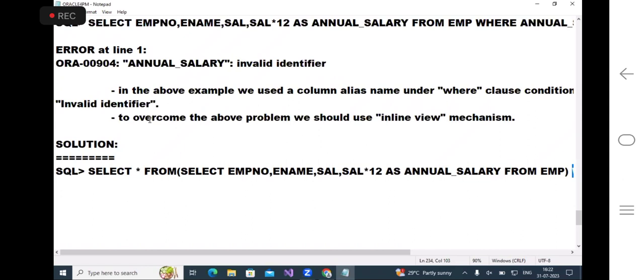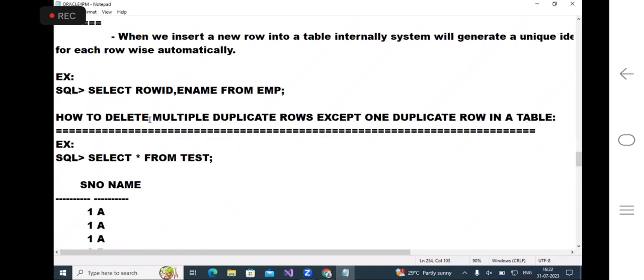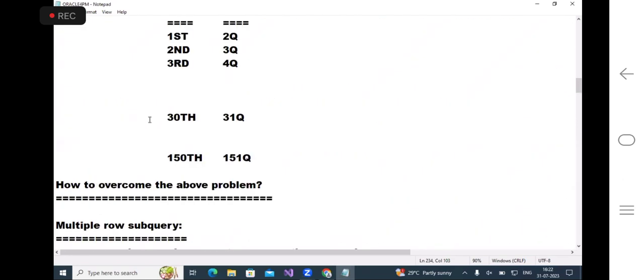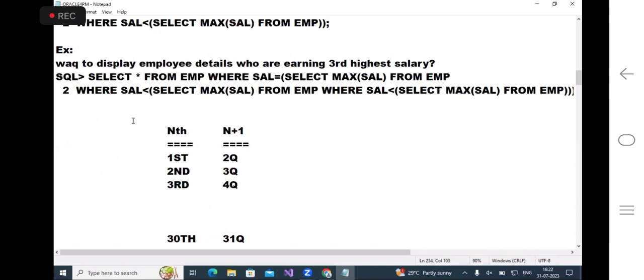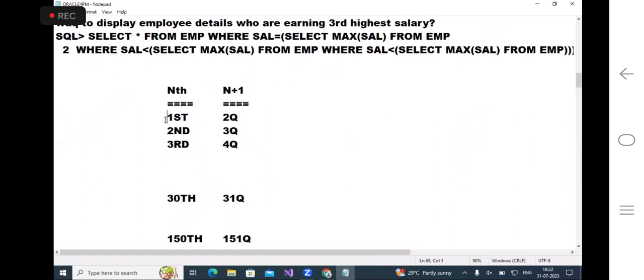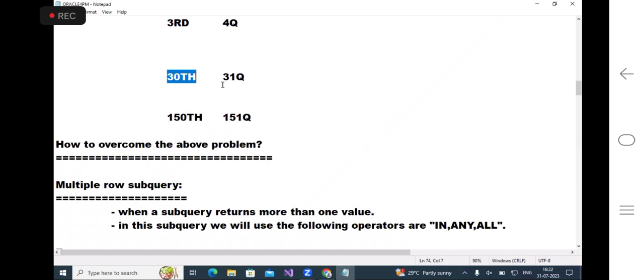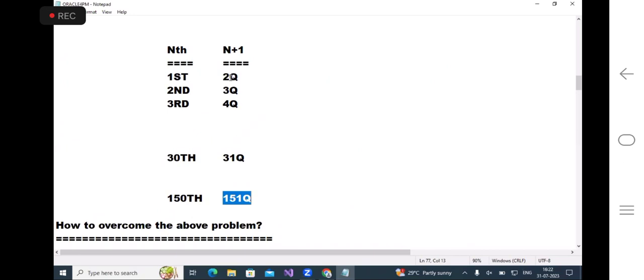Now, in non-correlated subqueries, there is one problem we checked initially. Whenever you need to find the nth highest salary, how many queries are we writing? N plus 1 queries. First highest means 2 queries, second highest 3, third 4. If anybody asks for the 30th highest, that means 31 queries, and 150th means 151. So we need to write that many in non-correlated; the N plus 1 logic is what we implemented.